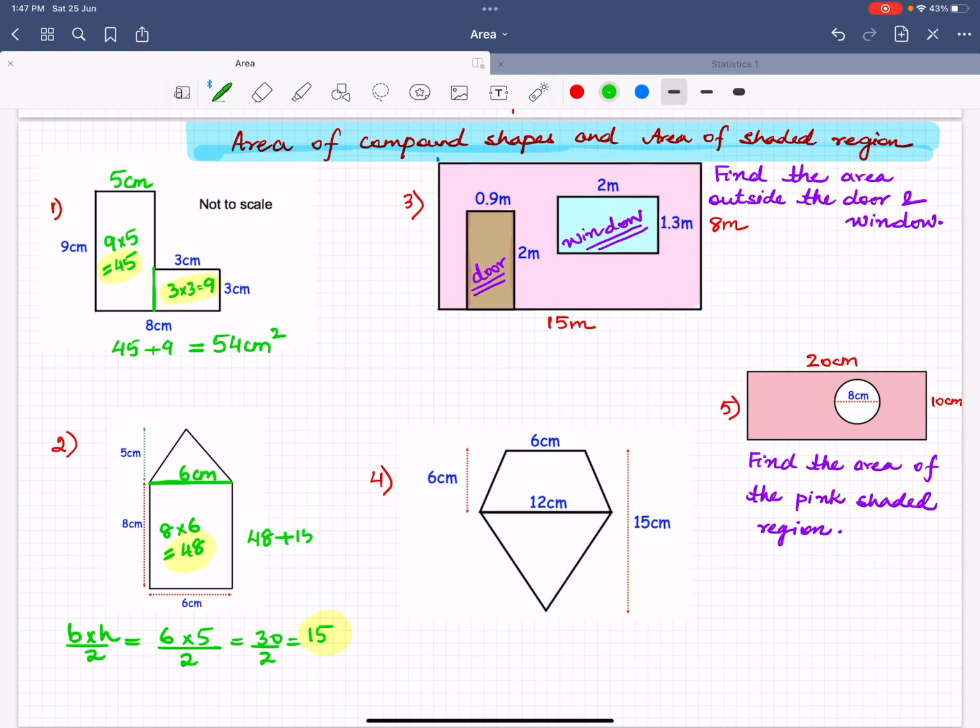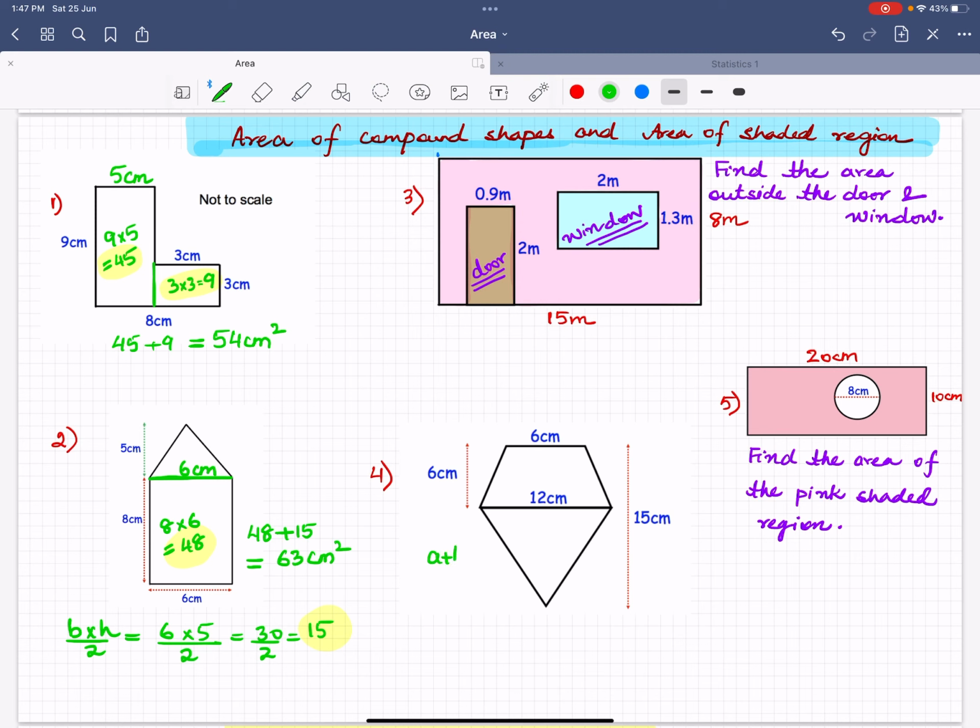Moving on to the fourth question. In the fourth question, we have a trapezium and a triangle. So let's find the area of the trapezium. Formula for area of trapezium is (a plus b) divided by 2 multiplied by height. So a and b are the two parallel sides of the trapezium. They are 6 and 12. And h is the height of the trapezium. So let's plug in the values.